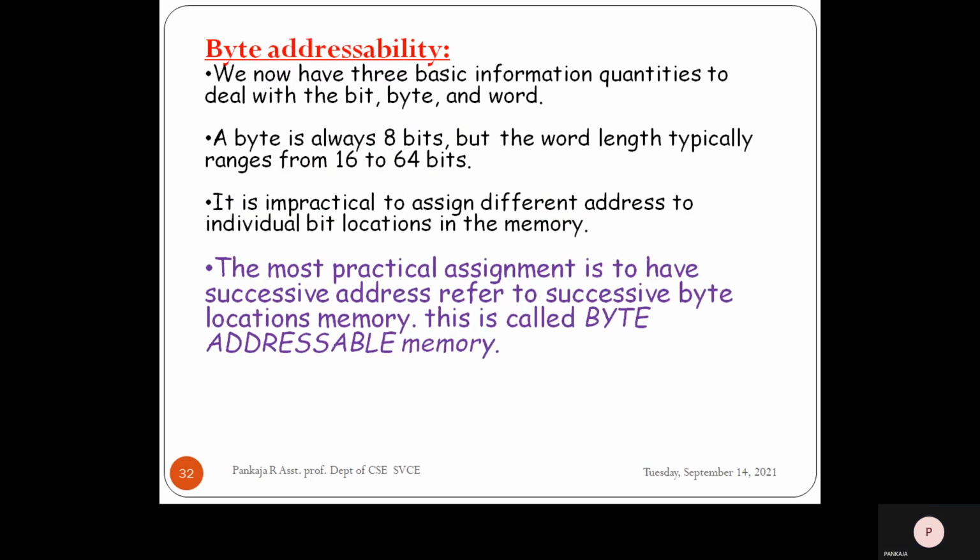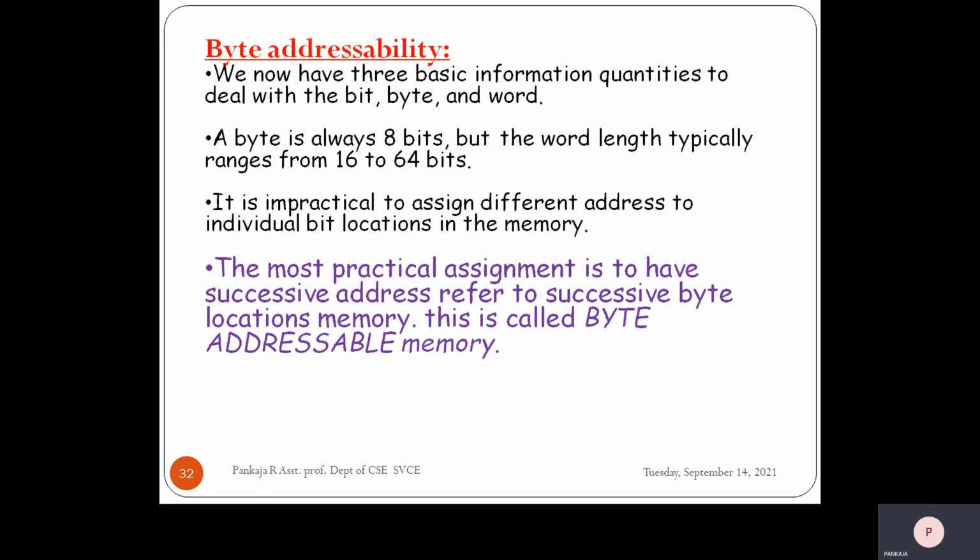In this class, we'll discuss byte addressability and memory operations in brief. What is byte addressability? Always, the information we represent in a computer system is in the form of bits, and access to this information is represented with a byte or in terms of a word.